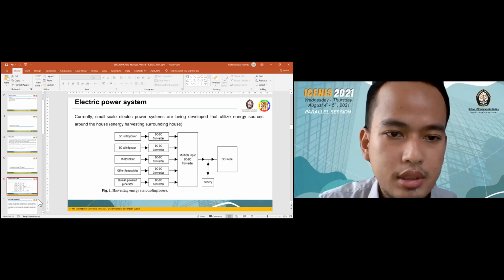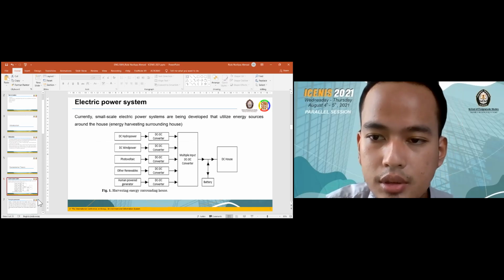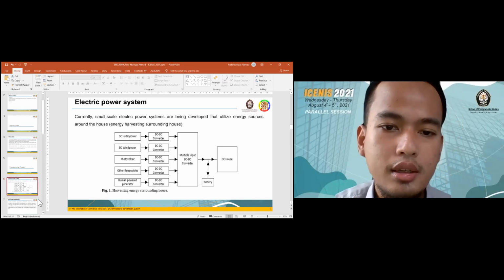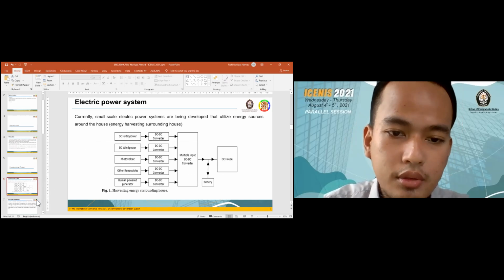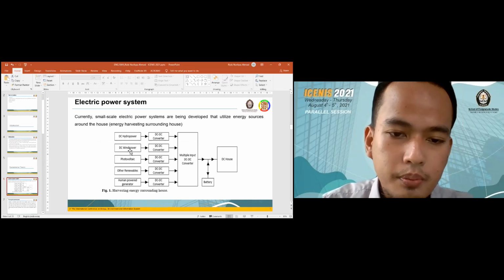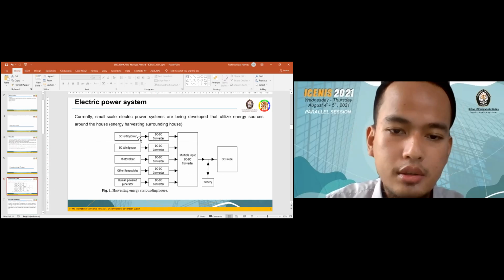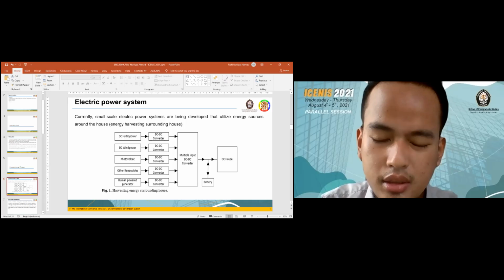An electric power system. Currently, small-scale electric power systems are being developed that utilize energy sources around the house, or we can call it energy harvesting surrounding the house. The sources can be from hydropower, wind power, photovoltaic, and other sources. The generator is connected to a DC-DC converter and then can be used in a DC house or stored in a battery.